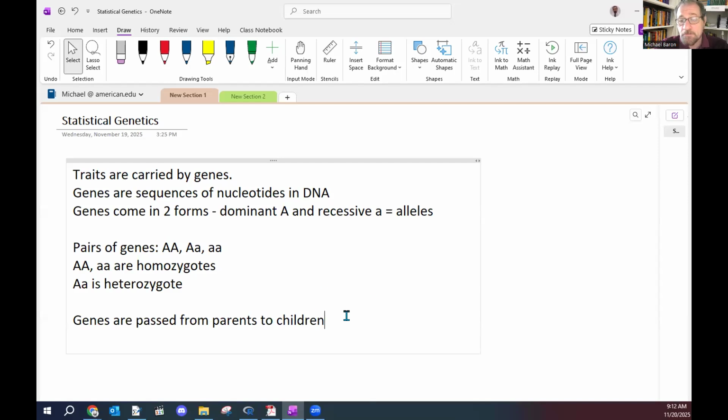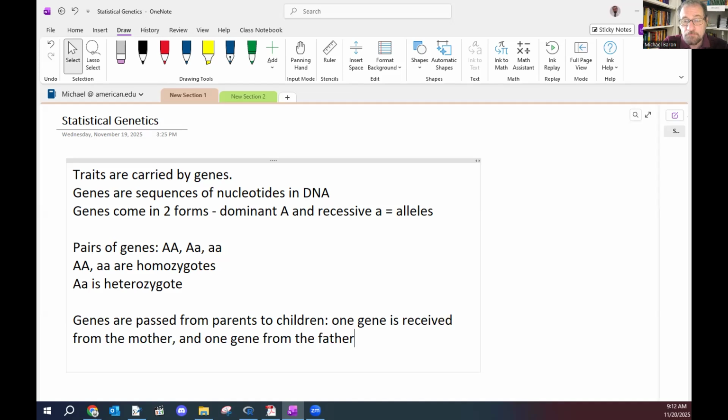Each parent passes one gene. So you have a pair of genes, and only one of them is passed to the children. So every child receives one gene from the mother and one gene from the father. Okay?